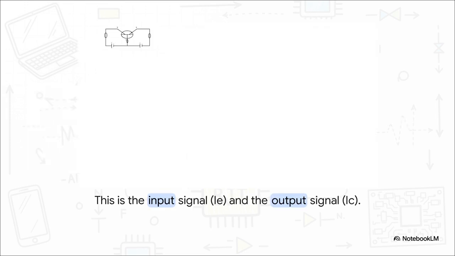And finally, let's look at the flow. You see these labels, IE and IC? They're showing us the path of the electrical current. IE is the input signal coming into the transistor, and IC is the output signal going out. So something comes in and something different leaves. The big question is, what's happening in between?